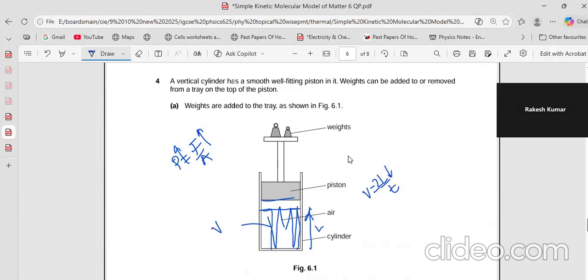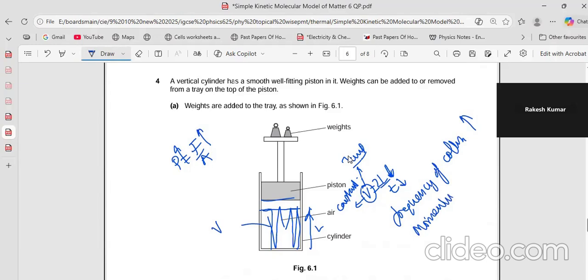So if I'm decreasing this distance, this velocity is constant, because it is dependent on temperature. If the temperature is not changing, this is not changing. But if I reduce the distance, then the time reduces, so the frequency of collision increases. The number of times the momentum change happens increases. That means the force increases, and that means the pressure increases.